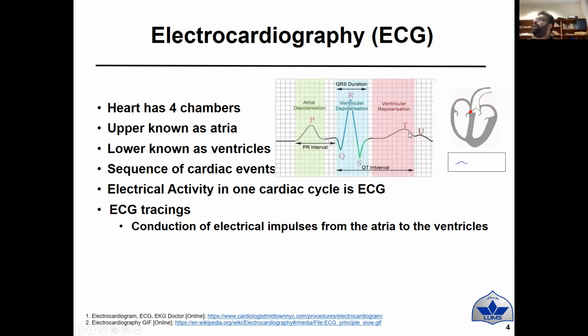This QRS complex is followed by a T wave. And what is the T wave? Ventricle repolarization, when the lower chamber is going to repolarize again. So then we have a T wave, and sometimes there is also a U wave, which follows the T wave, before the next T wave.